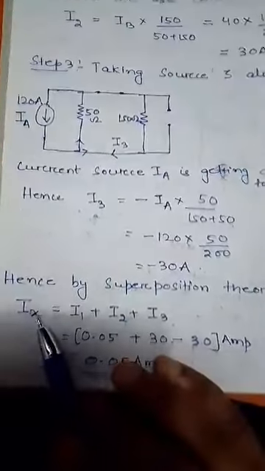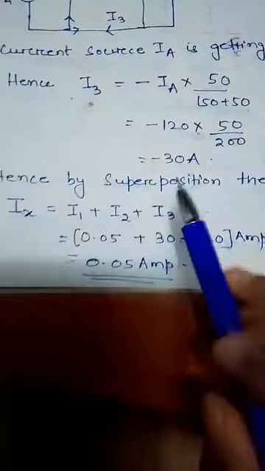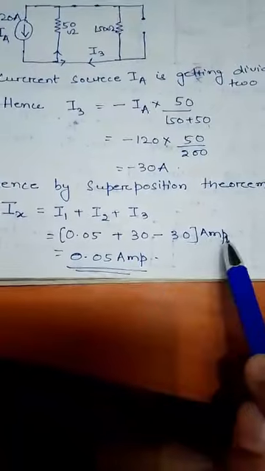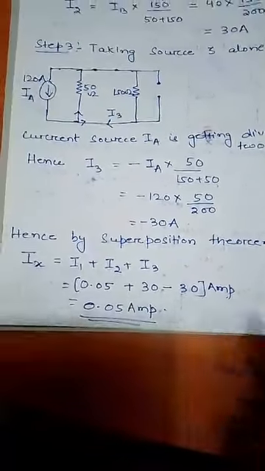Thus by the superposition theorem I will find Ix. Ix equals I1 plus I2 plus I3, that is 0.05 plus 30 minus 30 ampere as per the sign convention. I get a value of 0.05 ampere. Okay, thank you.